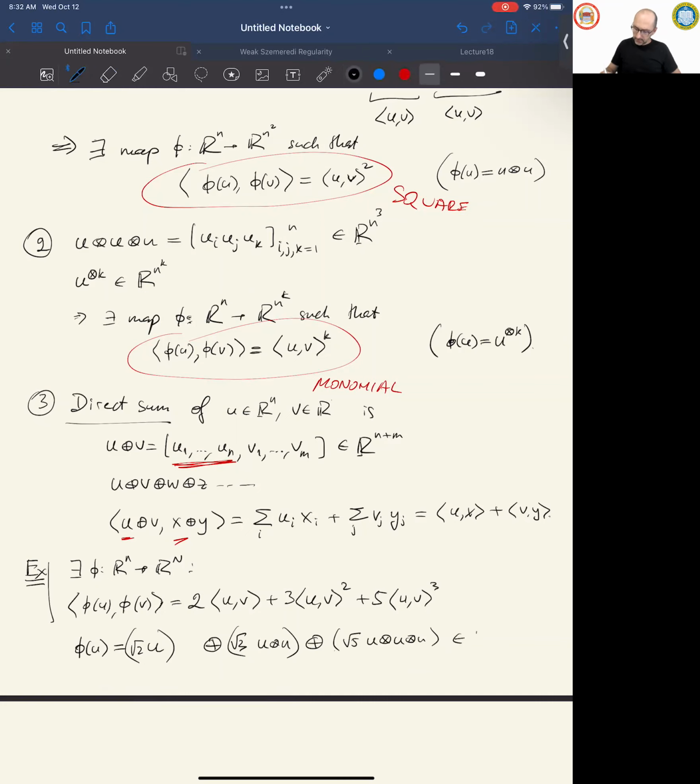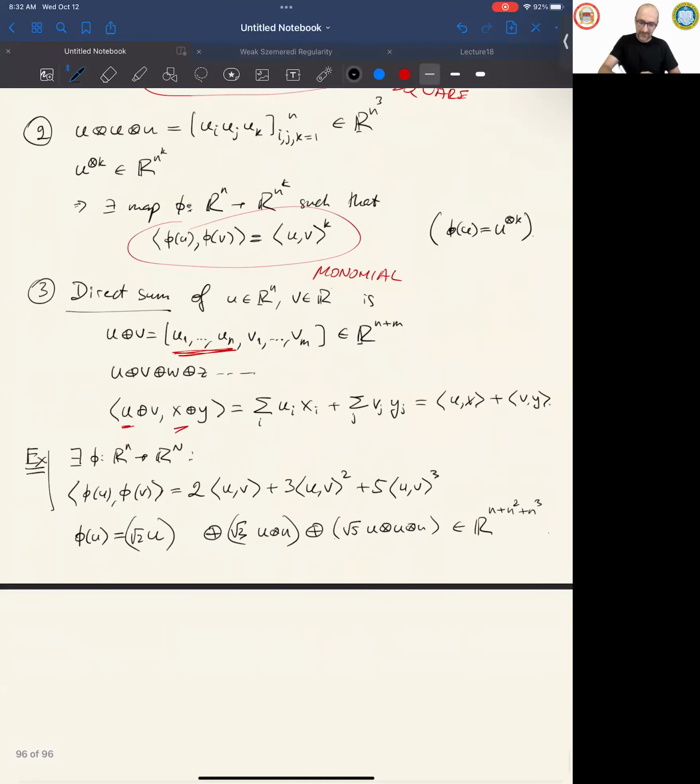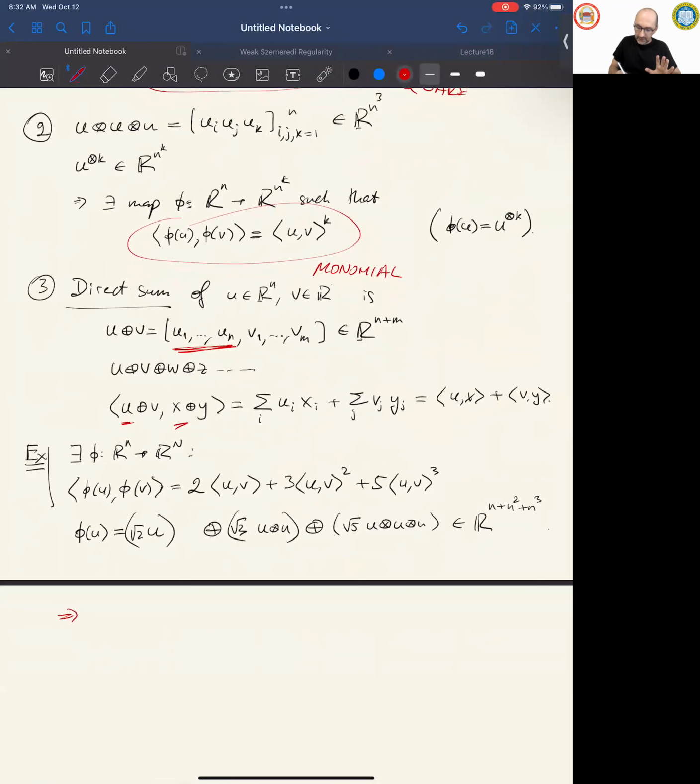All right, this is our map. It takes us from dimension n to a much higher dimension, which is n plus n squared plus n cubed. But maybe we don't care about the dimension this time. Okay, built it. Good. So what's the summary? At this point, we can build any polynomial. Any polynomial at all or not? With positive coefficients. With positive coefficients, exactly.